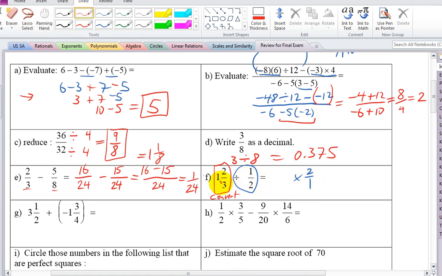1 times 3 is 3. 3 plus 2 is 5. Can you cancel at all? 5 and 1? No. 3 and 2? No, there's no canceling. So up top we get 5 times 2. On the bottom, 3 times 1. 10 over 3.